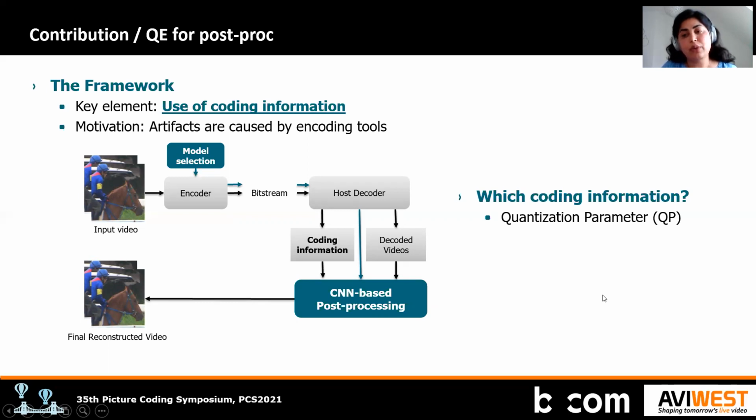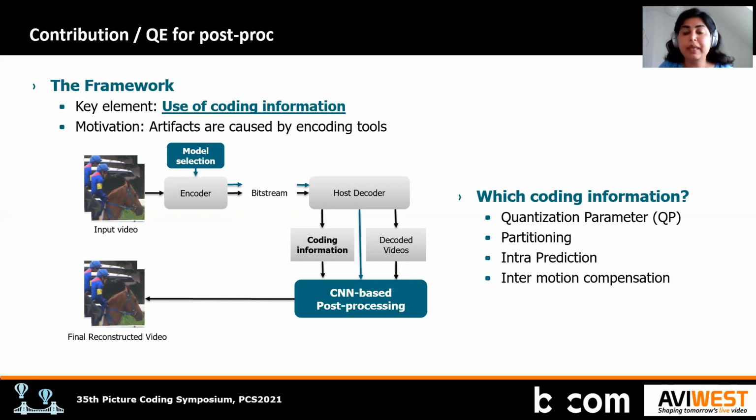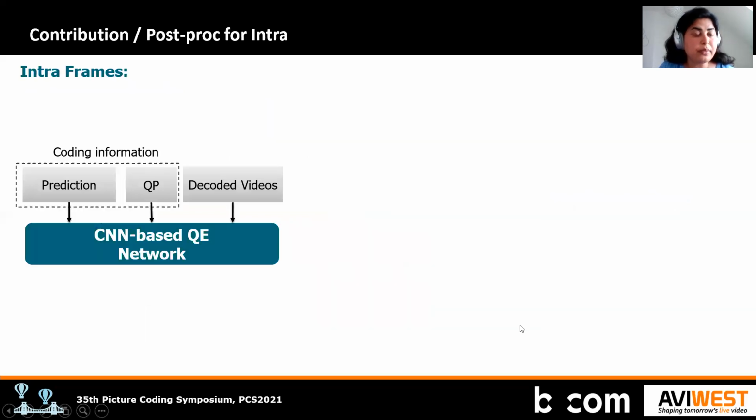Of course, quantization parameter or QP, which determines the level of distortion during encoding, can be beneficial. Partitioning can provide good information about the block boundaries. And finally, intra-prediction and inter motion compensation can provide good information about the texture and temporal complexity of the video. So in our quality enhancement method, we train different models for intra-coded frames and inter-coded frames.